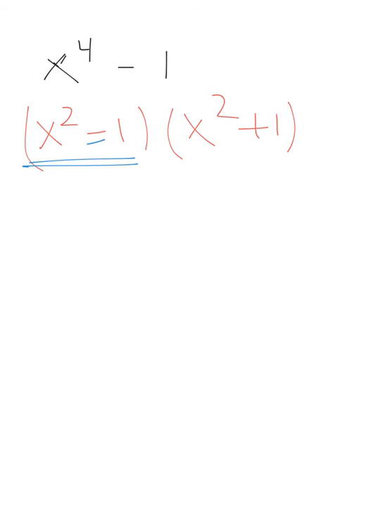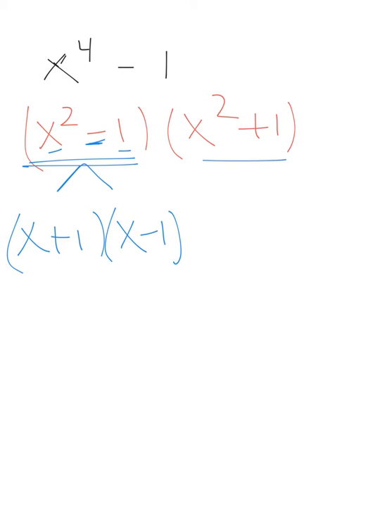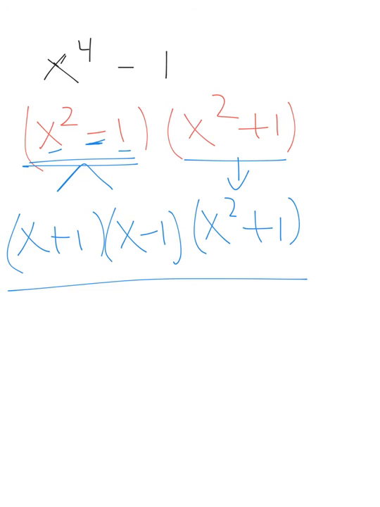Here's another one of my favorite ones. We have x to the fourth minus 1. Got a difference. And we have two perfect squares. We have x squared minus 1, x squared plus 1. Now, this is the difference between two perfect squares. So we can still break this down into x plus 1, x minus 1, but don't forget we have to bring this down as well. So this is your final answer. Another one of my favorites.